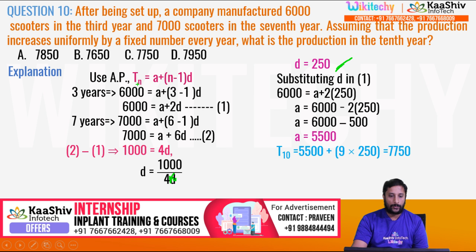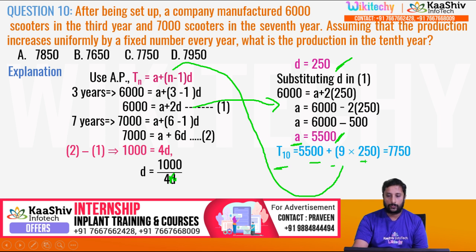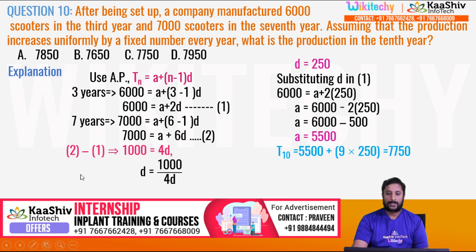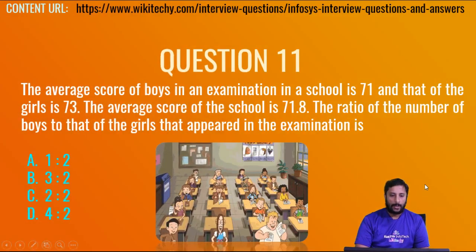Now I have to find the value of a. Solving this equation, put the value d is equal to 250, you got a is equal to 500. So T of 10, what could be the production amount? T of 10 is equal to a plus n minus 1 into d, 10 minus 1 is 9, into 250, you got the answer as 7,750. So that's the number of vehicles created. Let's move on to the next question.